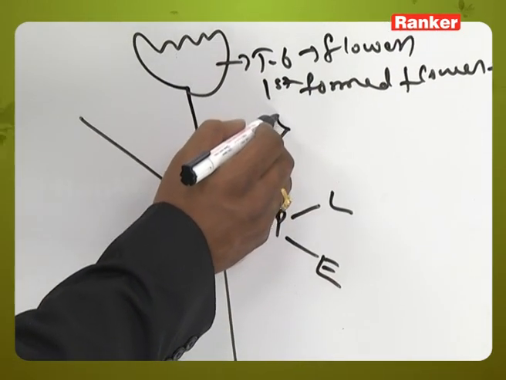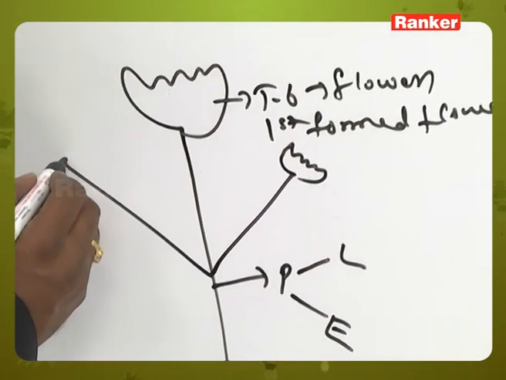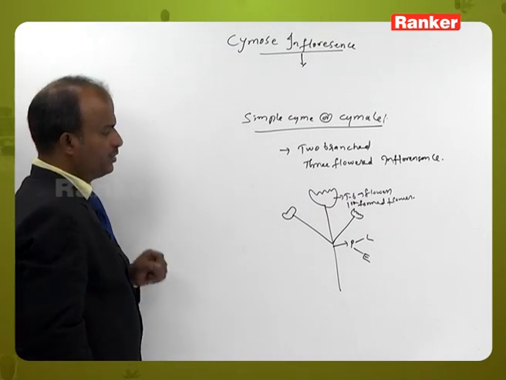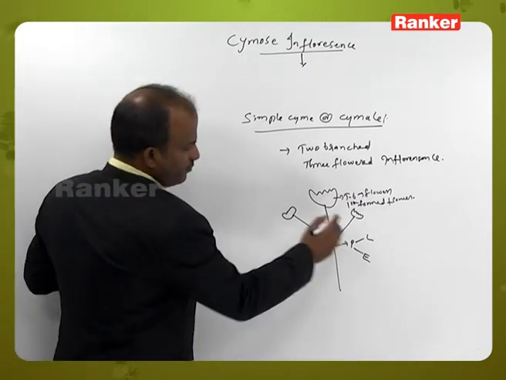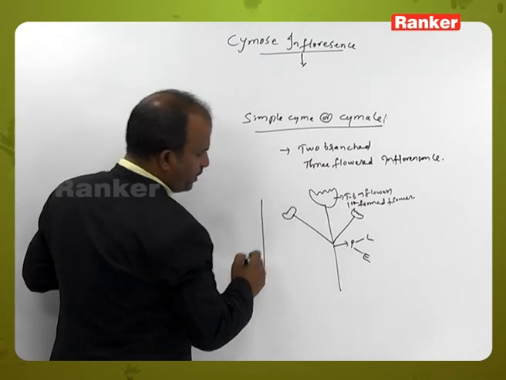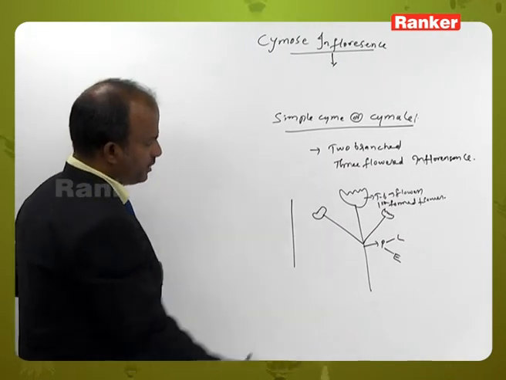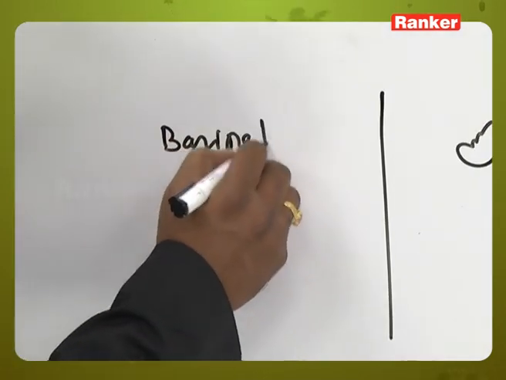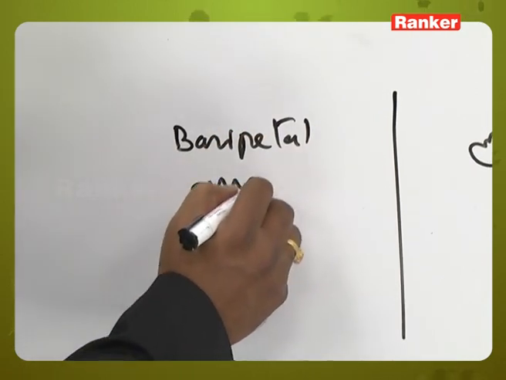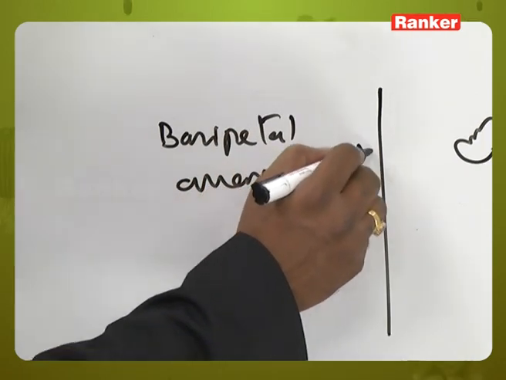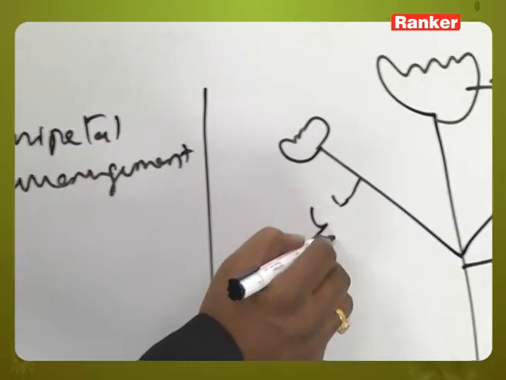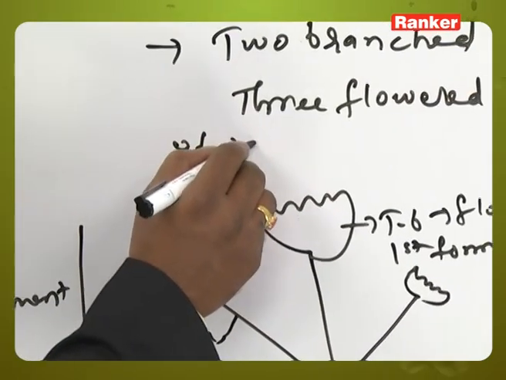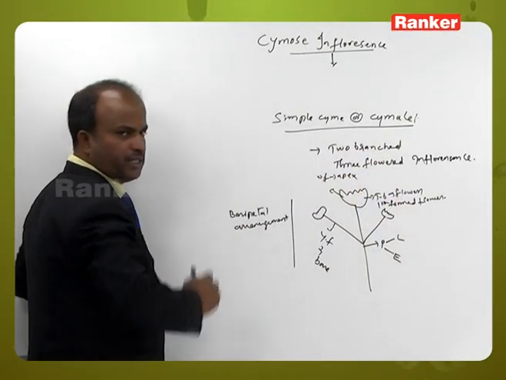These branches also show definite growth. Why? Because they also terminate into a flower. Now in this simple cyme or cymule, we observe basipetal arrangement. What is meant by basipetal arrangement? Younger flowers are present towards the base, and older flowers are present towards the apex. That itself is called basipetal arrangement.